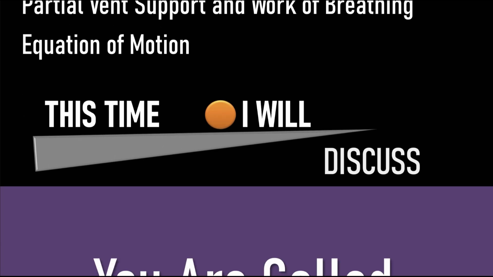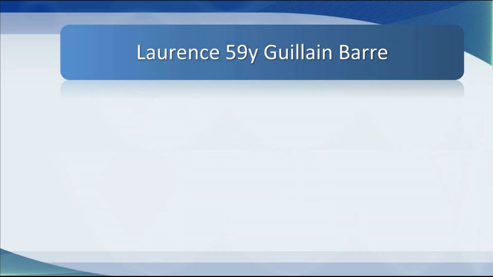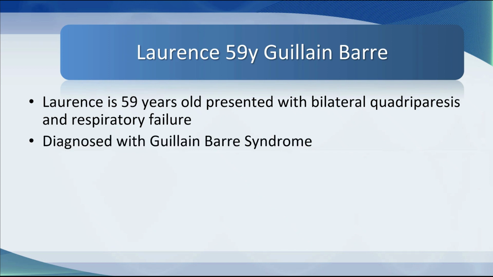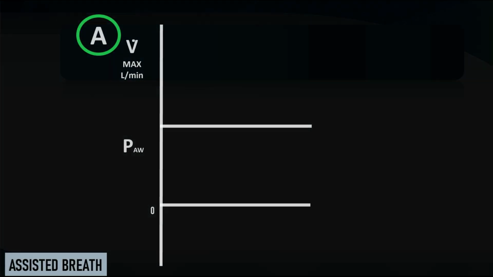Let's start with a clinical scenario. You're called to the ICU to see Laurence, who's 59 years old and has Guillain-Barre syndrome. He has bilateral quadriparesis and respiratory failure. He's been getting plasma exchange and he has a tracheostomy, and he is undergoing a very slow and ineffective pressure support wean. Is there an alternative to pressure support? To understand this, we need to go back and have a look at different types of partial ventilatory support.